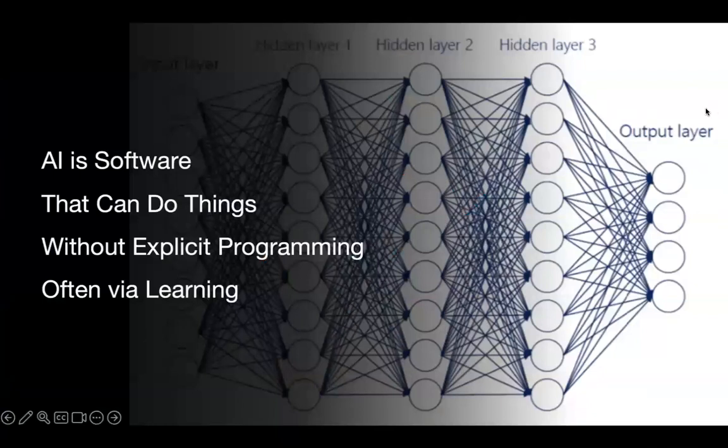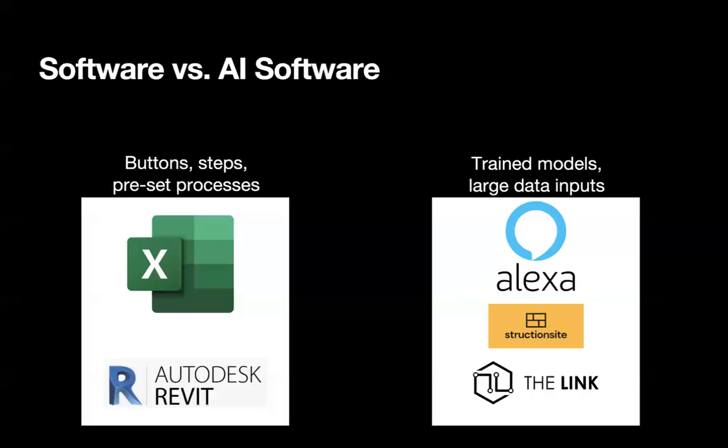Well, a useful definition is AI is software that can do things without explicit programming, often via learning. In fact, the thing that really kicked it all off was a version of machine learning called deep learning, which everyone's heard of. So that's a useful way of thinking about it. There's a little more in that definition that I want to be careful about, and that is this idea that AI is software. So on the left-hand side, I've got two examples, and obviously Autodesk has AI that they're playing with and using, so hopefully nobody's going to get mad at me.